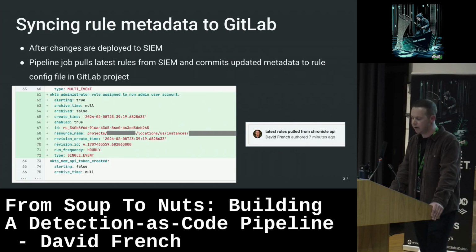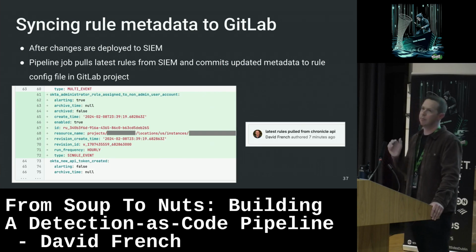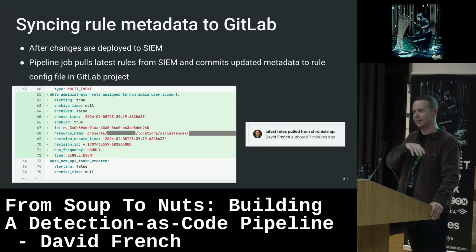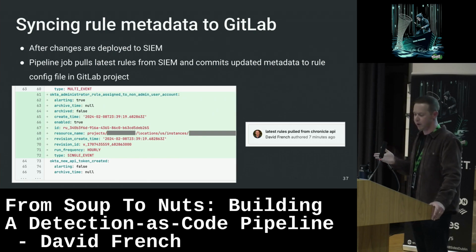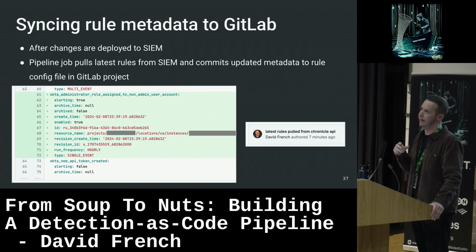All right, and then after that job completes, it pushes changes out to the SIEM. Our pull latest rules job runs again, and this pulls a fresh copy of all the rules from our SIEM and commits them back to the GitLab project. It might seem weird at first, but this ensures our code base is kept up to date with what's in our SIEM. So, for instance, when we created that new rule, we didn't know the unique ID or revision timestamps. The SIEM decides that when a new rule object is created. So we're syncing that back.